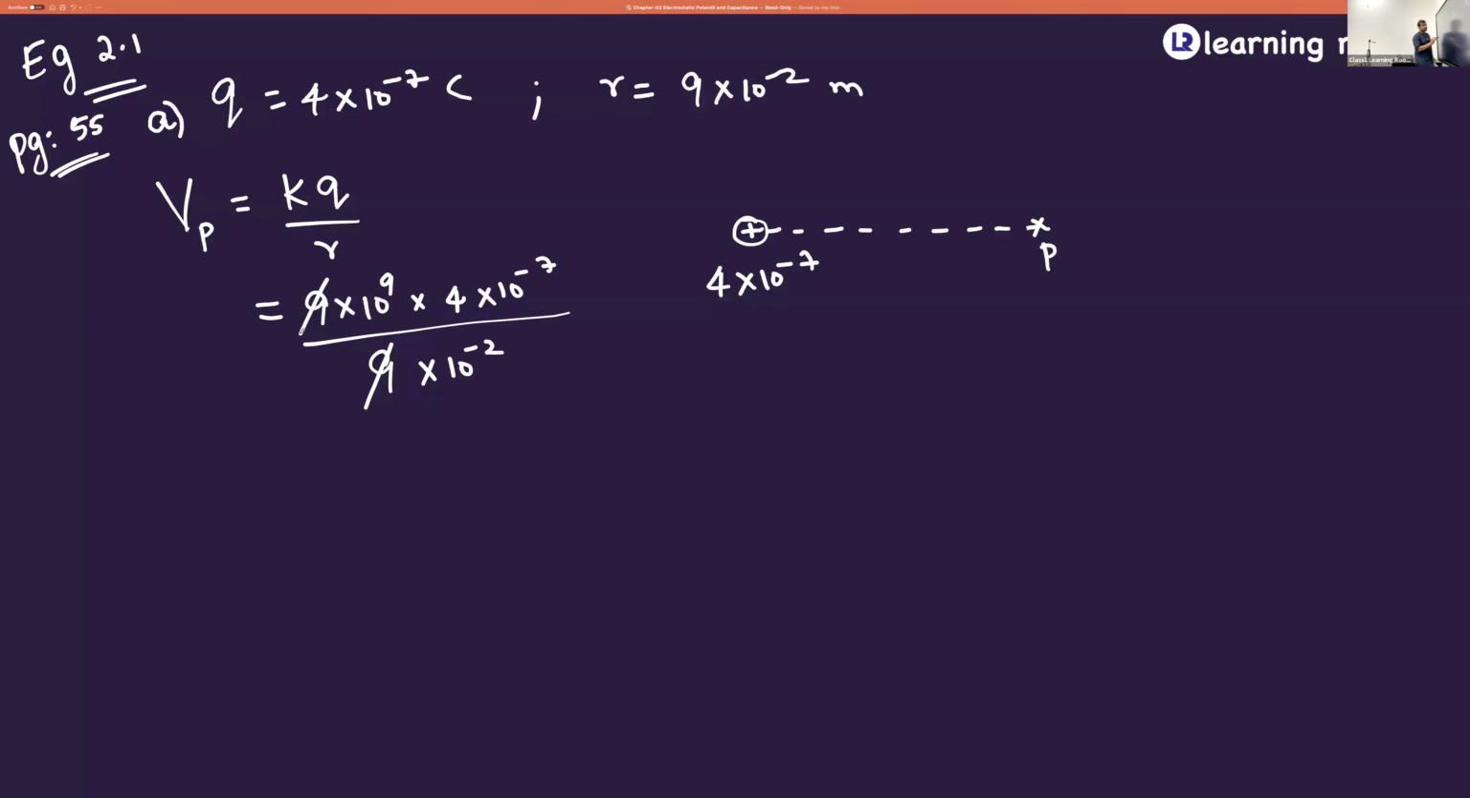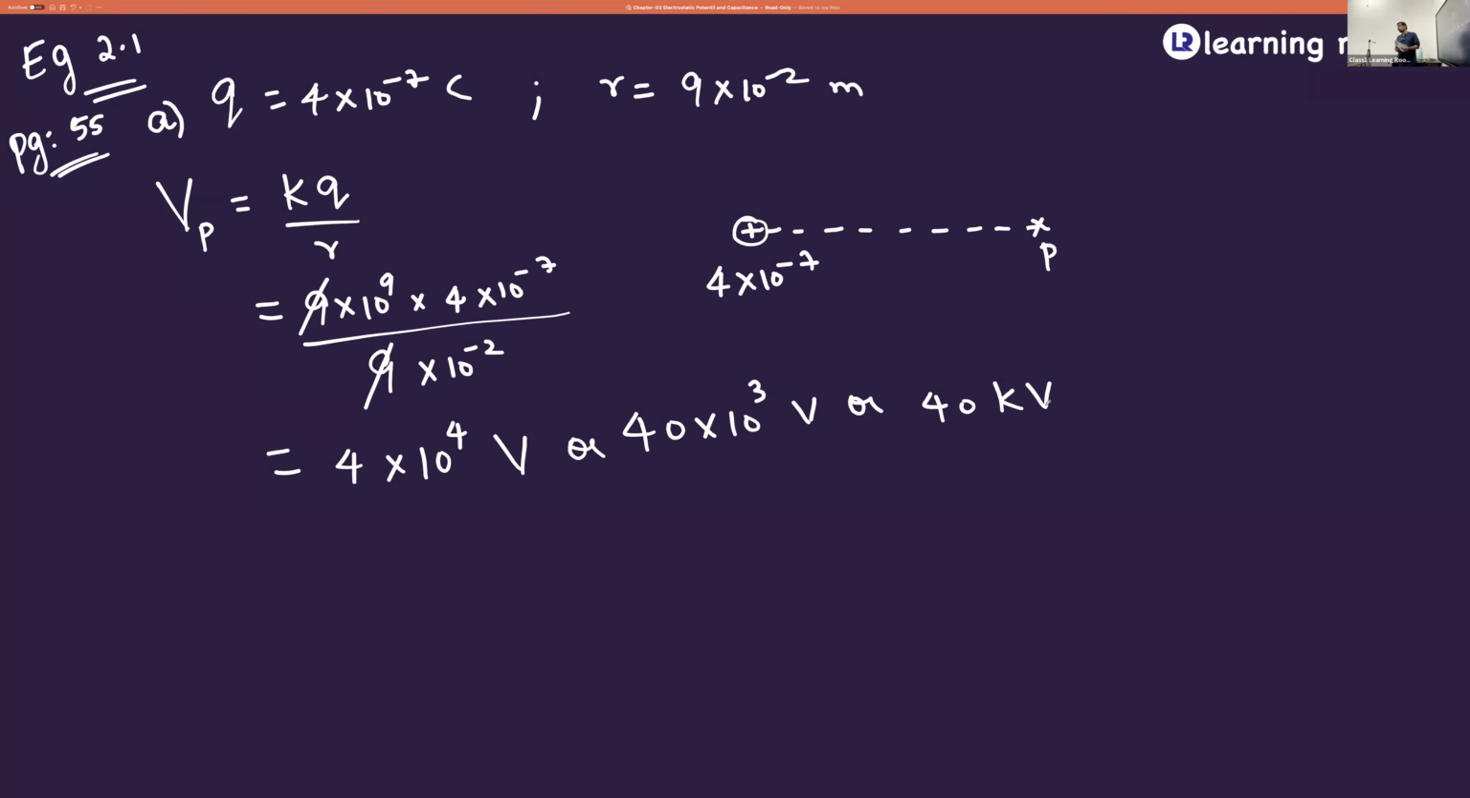9 and 9 are gone. So it is going to be 4 into, this is going to be 10 power minus 2. Sorry, this is 10 power 2. This will go to the numerator as 10 power 2. So it is going to be 4 into 10 power 4 volt, or you can also write it as 40 into 10 power 3 volt, or you can also write it as 40 kilovolt. All the three mean the same. Am I clear with this? In your textbook, they have stopped at 4 into 10 power 4 volt. You can write in either of those.